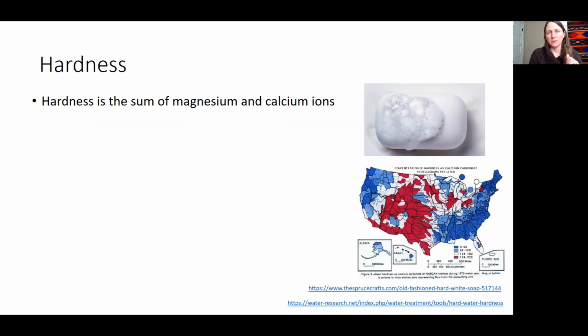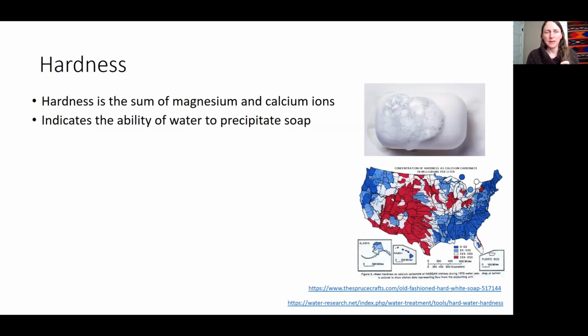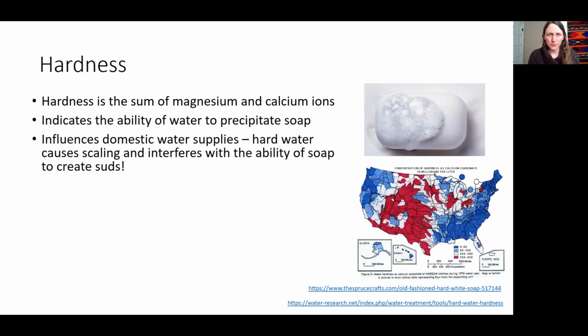And okay, so I feel like that's what I should talk about next, but instead I have the slide on hardness. So I'm going to talk real briefly about hardness, again, related to total dissolved solids. Hardness, though, is just the sum of magnesium and calcium ions, and it indicates the ability of water to precipitate soap. It influences domestic water supplies.